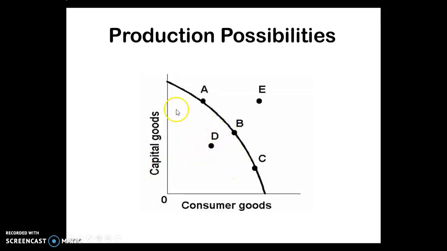Well, if we have production inside of the curve, that means we have some resources that are not being used. So maybe, for example, we have a factory that's been temporarily shut down. Now that factory is sitting idle, so we are not producing at maximum capacity. Maybe we have some unemployed workers. Workers, of course, are labor, that's one of the factors of production.